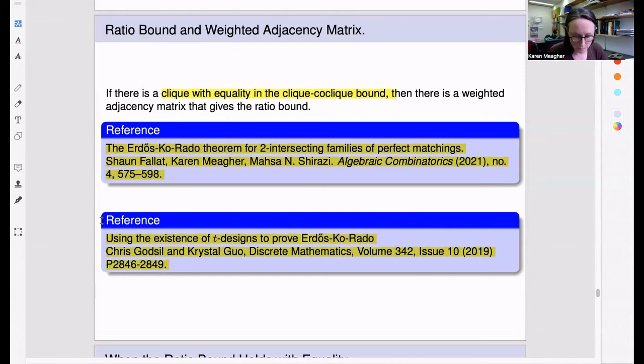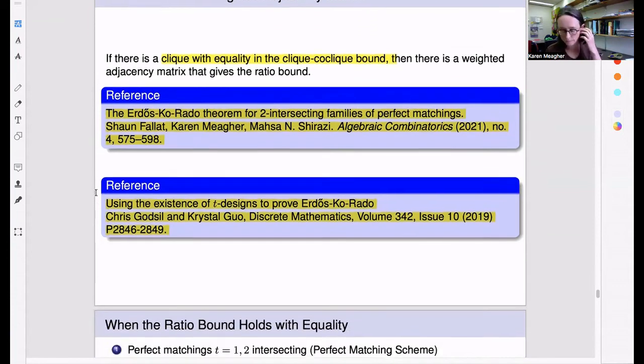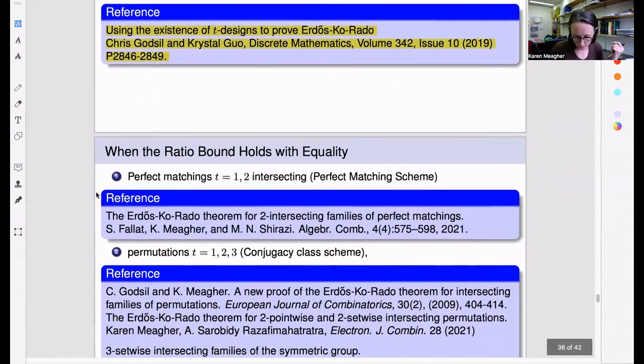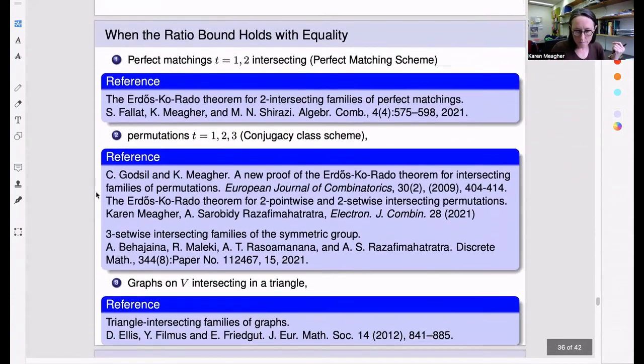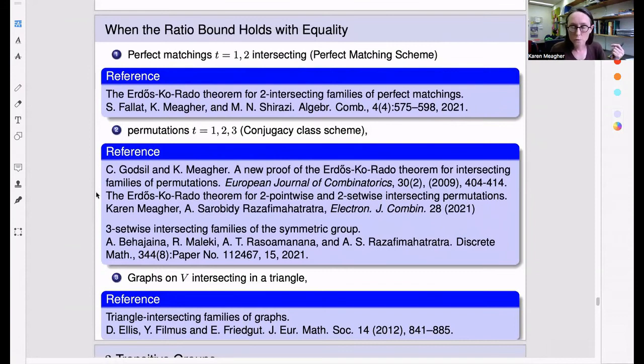This paper builds on Wilson's paper, because Wilson wrote down the matrix and was like, ta-da, look at the matrix, it works. And you're looking at it and like, wow, it does work, that's amazing. Chris and Crystal help explain why it works. Okay, so there are many cases of when the ratio bound holds with equality.